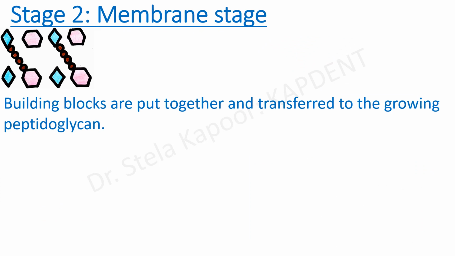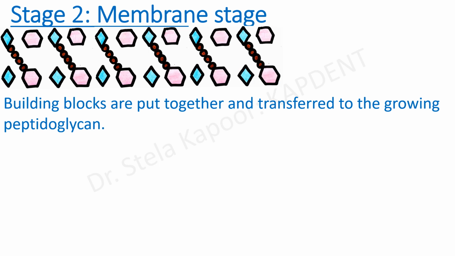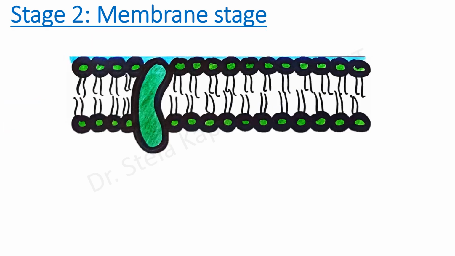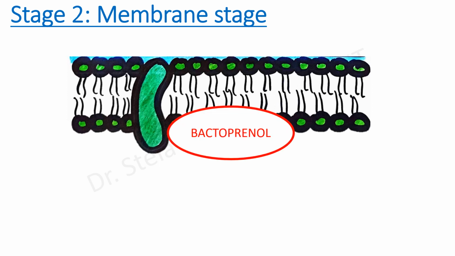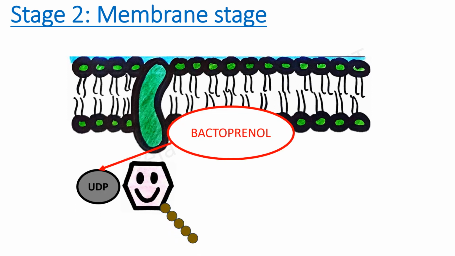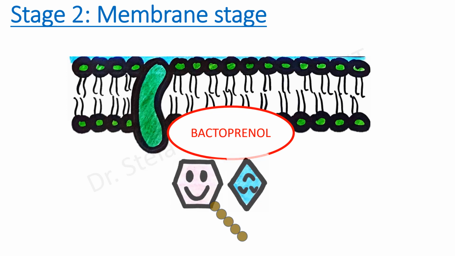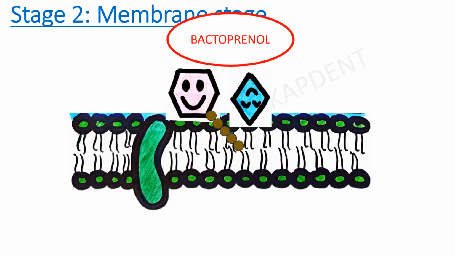In the second stage or the membrane stage, the building blocks are put together and transferred to the growing peptidoglycan chain. This stage involves a membrane lipid carrier, namely bactoprenol, which removes the UDP from UDP-NAM pentapeptide unit and UDP-NAG unit as well, and carries the resulting molecule across the cell membrane.